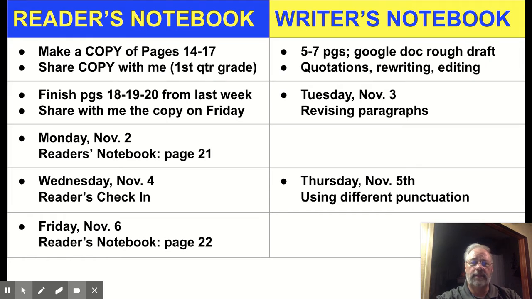Before we get started with our lesson, I'd like to go over for a brief moment what we're going to be doing this week. On Friday, in Reader's Notebook, I asked that you make a copy of pages 14 through 17 and share with me a copy so we can put that on your first quarter grade this week. And I want to emphasize, please share with me the copy and not the original. If you share with me the original, you might lose some of the material on it or not be able to write on it again.